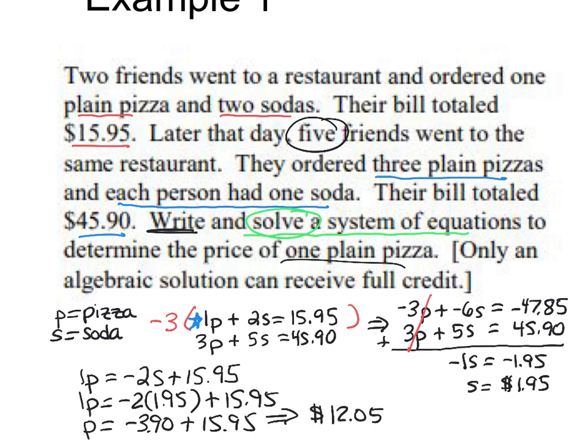Now, please get in the habit of writing a sentence. A pizza costs $12.05. And then you are done, okay? There's my algebraic solution. I've solved my system of equations. I wrote my system of equations. Let's look at example number 2.